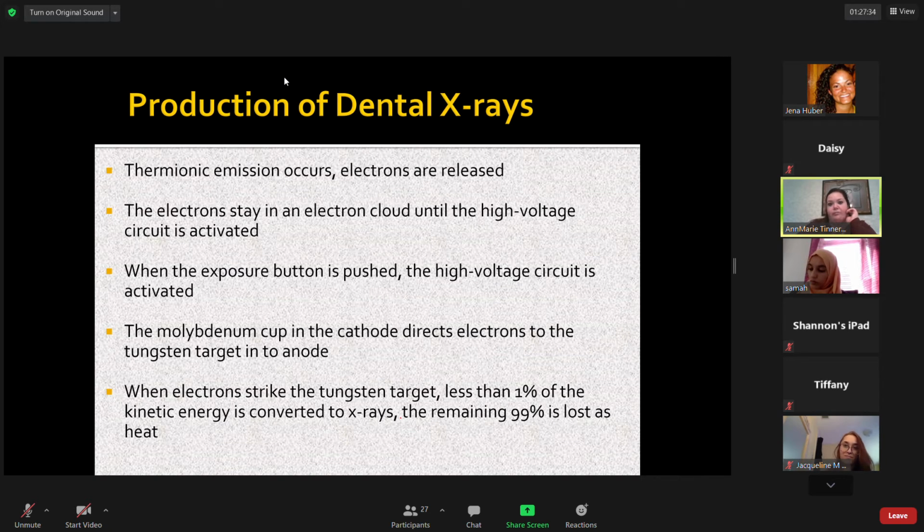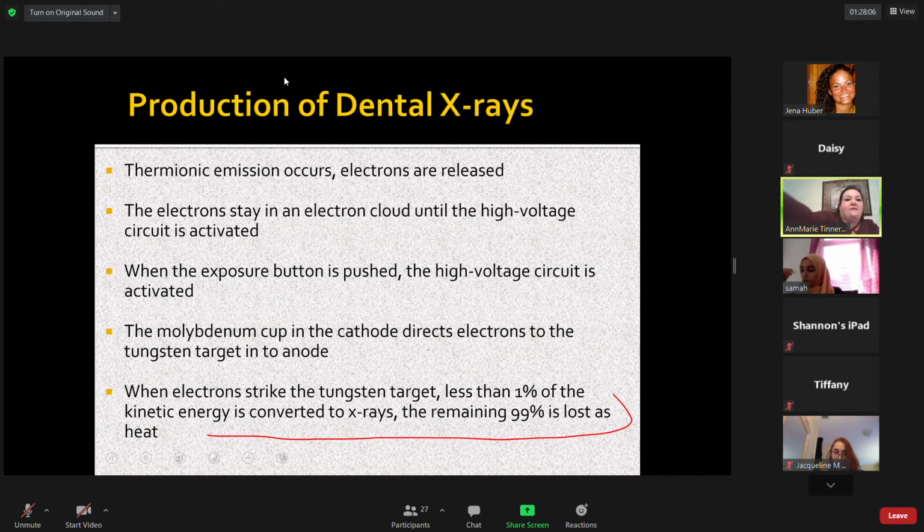When you press that exposure button, the high voltage circuit is activated. At this point, the molybdenum cup in the cathode directs the electrons to the tungsten target, which is located in what type of anode? Positive. Yep. When electrons strike the tungsten target, less than 1% of that kinetic energy is converted to X-rays. The remaining 99% is lost as heat.